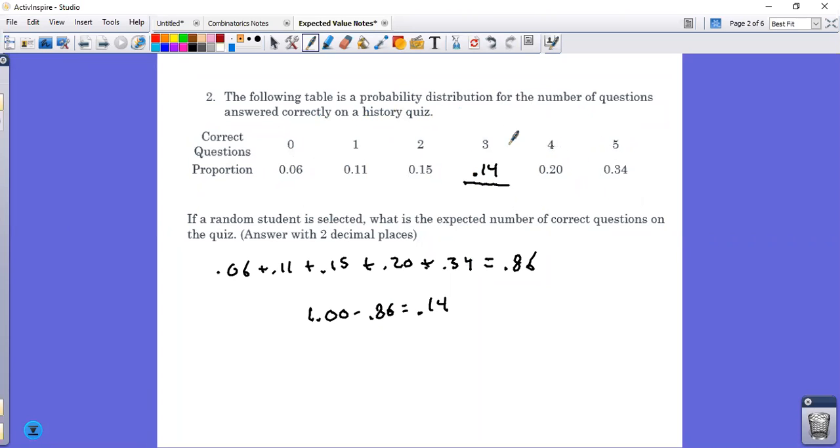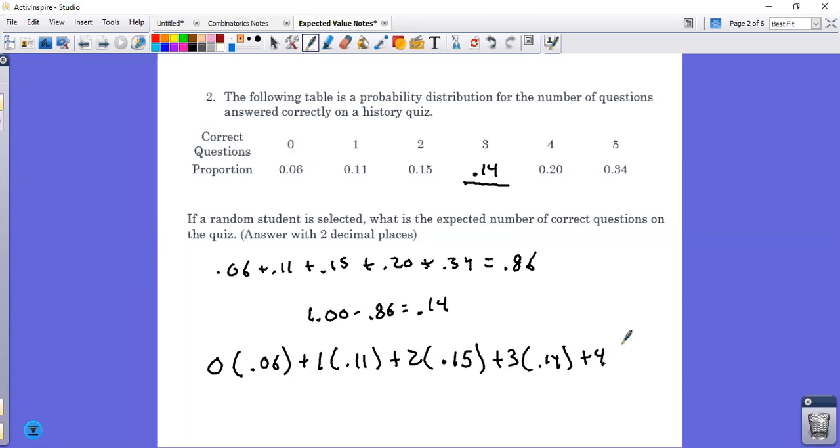So to get that, it's always the same process. You take the value, so the first value is 0, and multiply it times its probability, 0.06. Take the second value, 1, times its probability, 0.11. 2 times its probability. 3 times its probability, plus 4 times its probability, plus 5 times 0.34. That's how you get expected value. You multiply and add them all together.